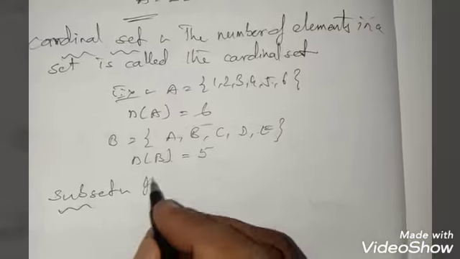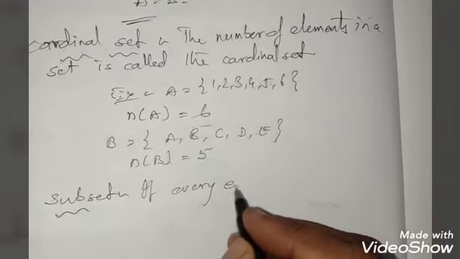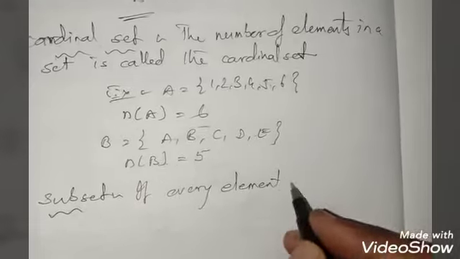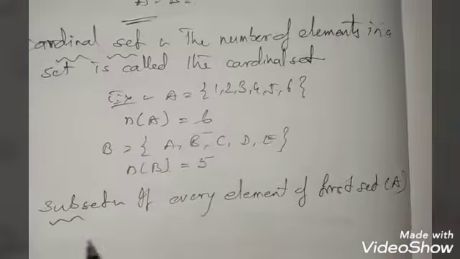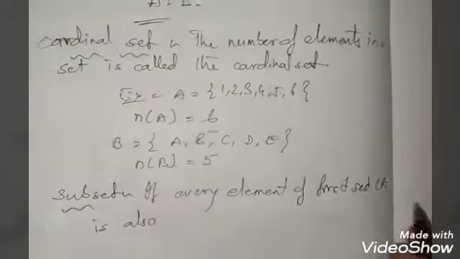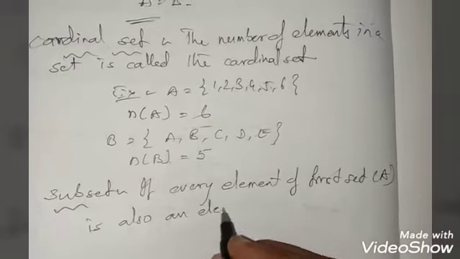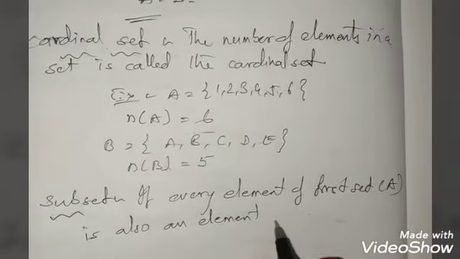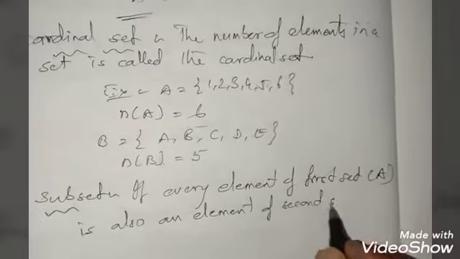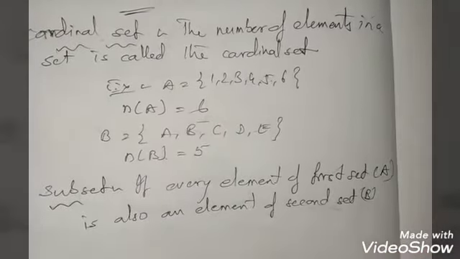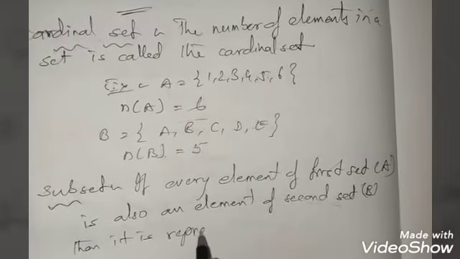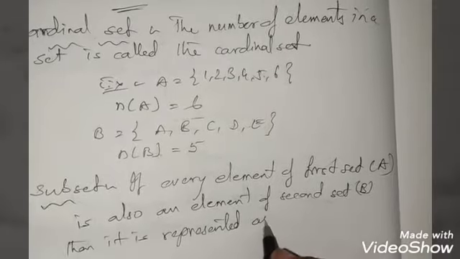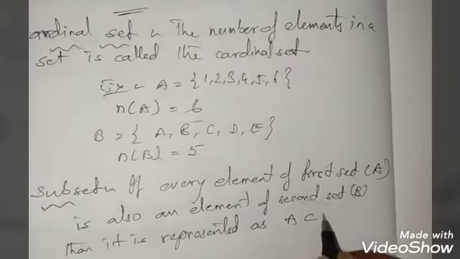Now subset: if every element of the first set, that is A, is also an element of the second set B, then it is represented as A subset B, right?